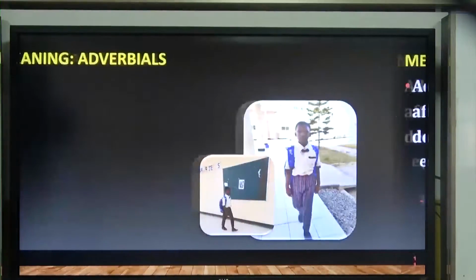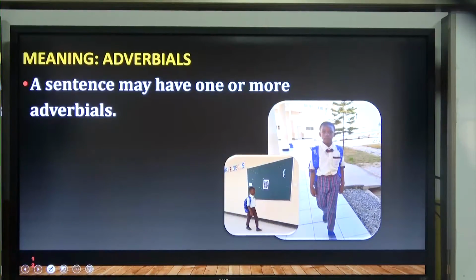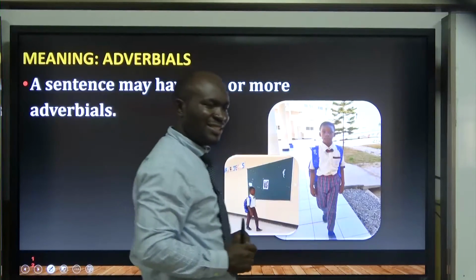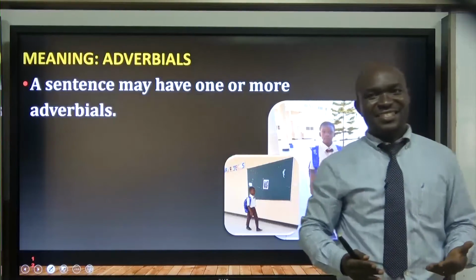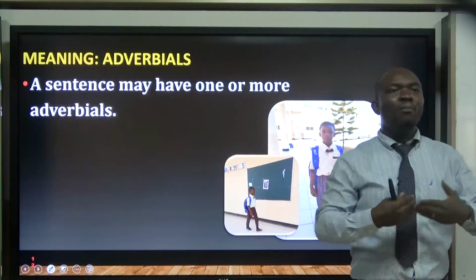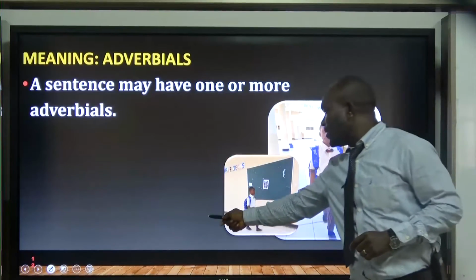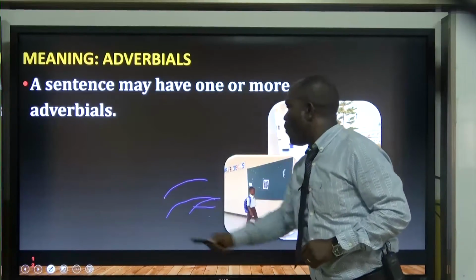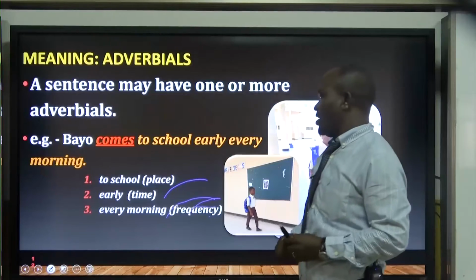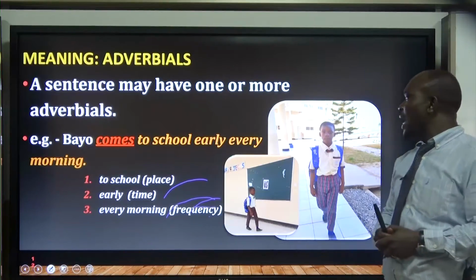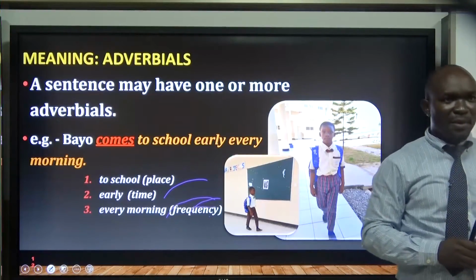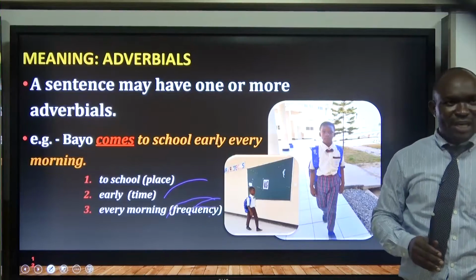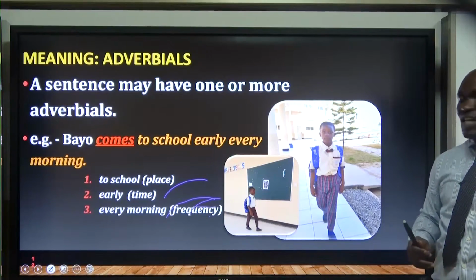Okay. All right. So before we go, I would like us to consider another fact. We said a sentence may have more than one or just one adverbial. I don't know if you get that. Yes. A sentence may have one adverbial or more adverbials in one sentence. Let's look at this. Okay, Bayo comes to school early every morning. What are we checking for? One adverbial or multiple adverbials? More than one in just one sentence.